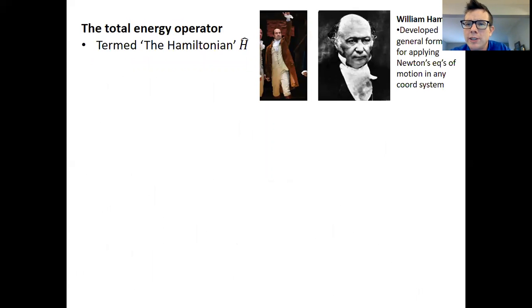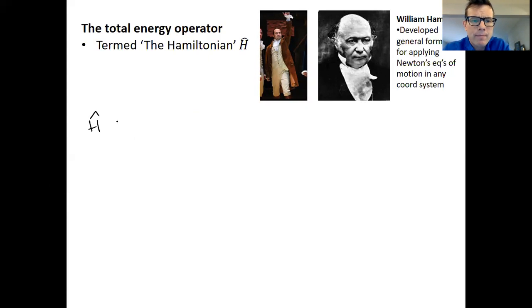The last one I told you was the total energy operator. This is perhaps the most important operator. It's given its own name, which is called the Hamiltonian, right? H hat. Hamiltonian is not this guy, right? It's named after this guy, William Hamilton. He basically developed a formalism to apply Newton's equations of motion to any coordinate system. And in order for it to work, you need to know the total energy of the system. That's why it's given this name.